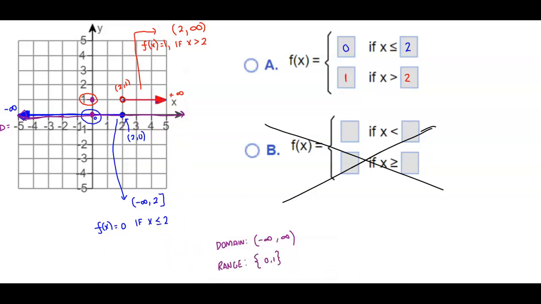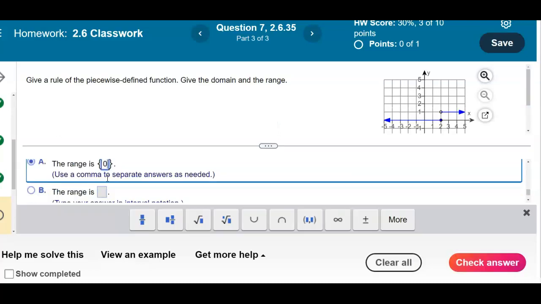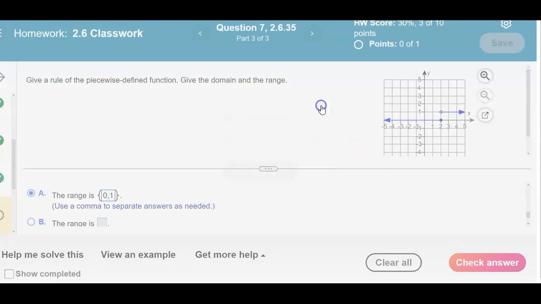For this question, it says the range is. We're using commas to separate the answers because we only have two, so we're not going to use B to put it in interval notation. So we have 0, 1 as our result for the range, and there is our answer.